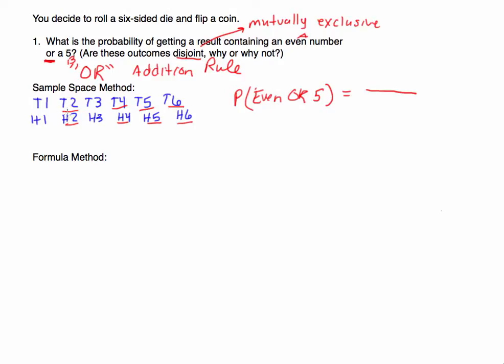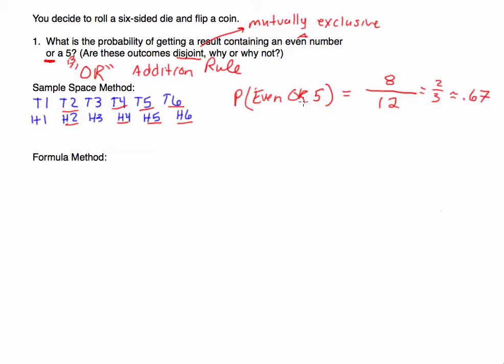So if I count that up, 1, 2, 3, 4, 5, 6, 7, 8, there are 8 favorable outcomes where our event will be satisfied here. Out of a total of, as we calculated in our last examples, there are 12 possibilities. So if you put that into your calculator, 8 divided by 12, if you simplify this, you'll get 2/3, which is approximately 0.67. You have a probability of 0.67 of getting an even number or a 5.